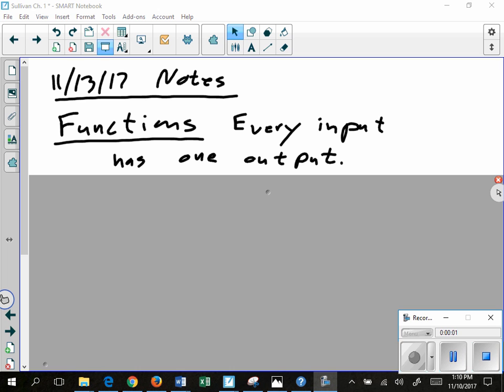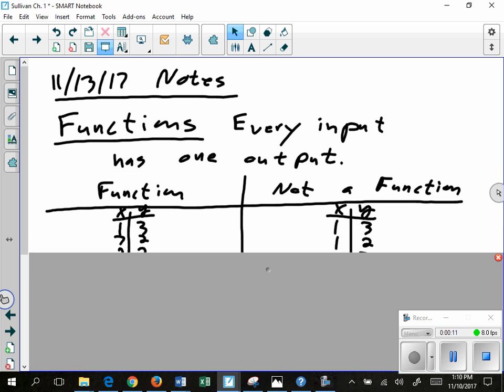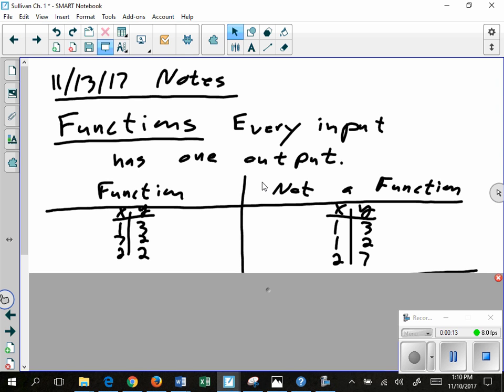Okay, we're going to do a quick review of functions today, and just to review the definition, if it's going to be a function, every input has exactly one output. So we'll do a little compare and contrast, function, not a function. The reason that this one on the right is not a function is because if I input a 1, I could get a 2 or a 3 for an answer. So that would be having two outputs for the input of 1.